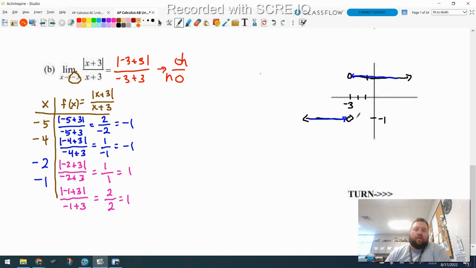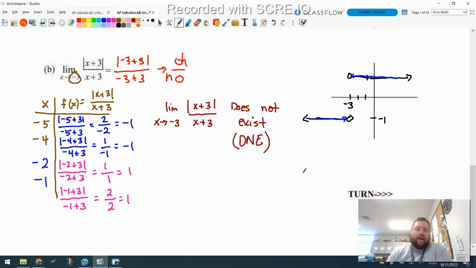So this function approaches different values from the left and the right. This is something we haven't encountered yet. This is our first one. So this is an answer for a lot of limit problems. The limit as x approaches -3 of the absolute value of x plus 3 divided by x plus 3 does not exist. A lot of times we'll just write DNE for that. The reason that the limit doesn't exist is because it approaches different values from the left and the right. You don't always have to write this, but we're going to put it in our notes.